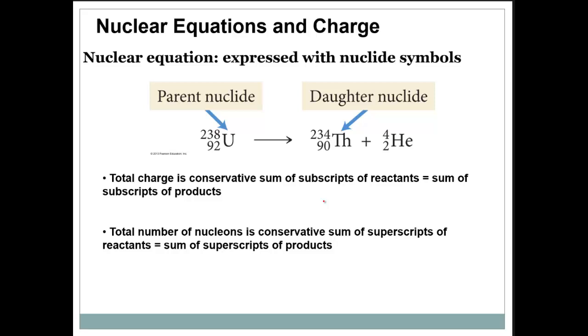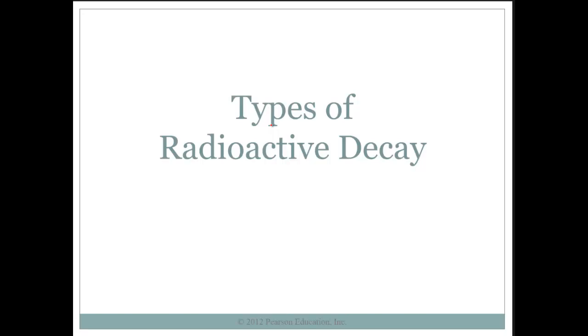The total charge has to be conserved: the sum of the subscripts of the reactant has to equal the product subscripts. And then the superscripts have to equal each other. So notice 234 plus 4 is 238. 90 plus 2 is 92. Think of the arrow as an equal sign. Let's go into the different types of radioactivity before we start doing the actual problems.